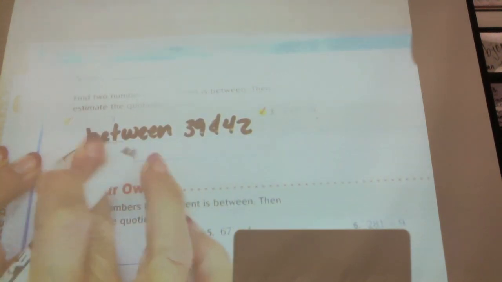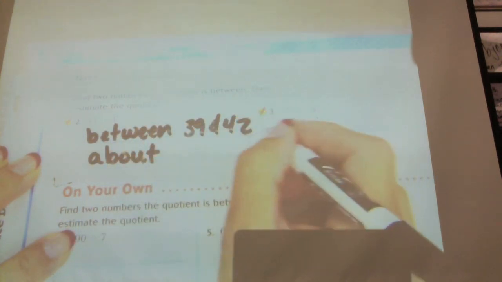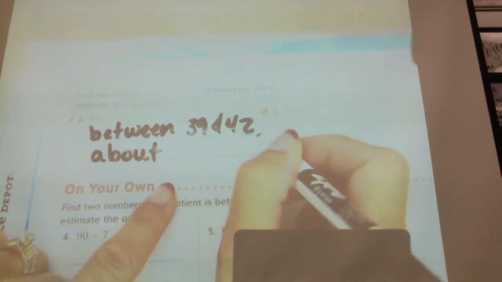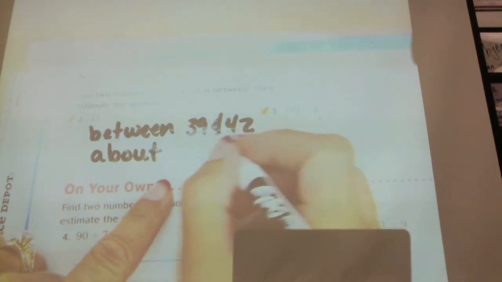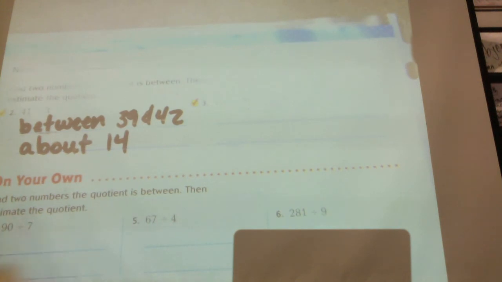So the estimate of the quotient is going to be about. Which was it closer to? 42. It was closer to 42. So it's about, what number gave us 42? 14. It's about 14. So the quotient of 41 divided by 3 is about 14, because 14 times 3 gives us 42. Okay? All right, let's try the next one.